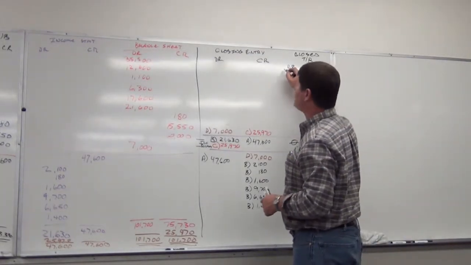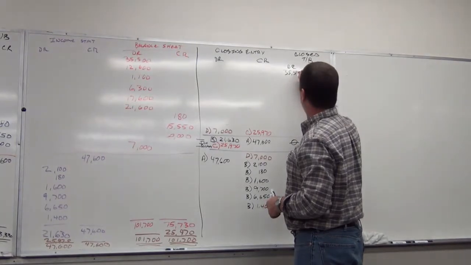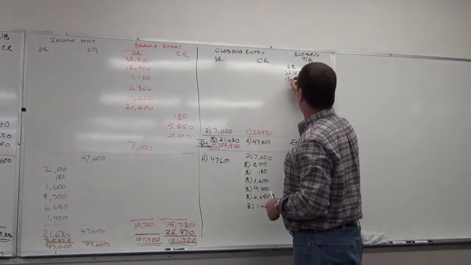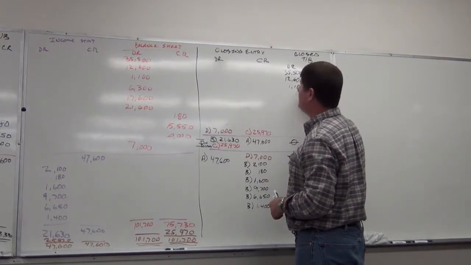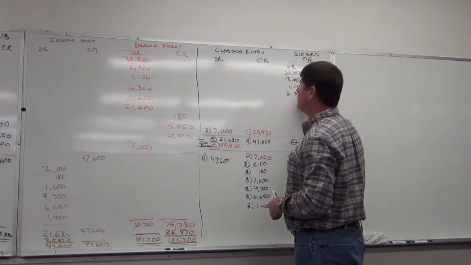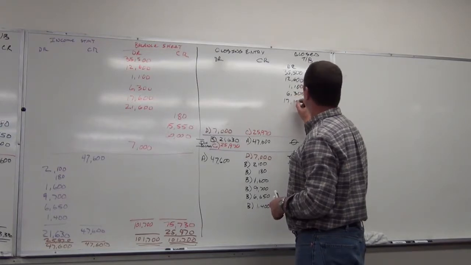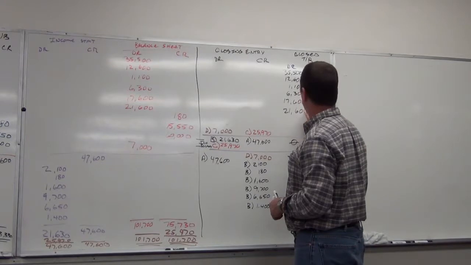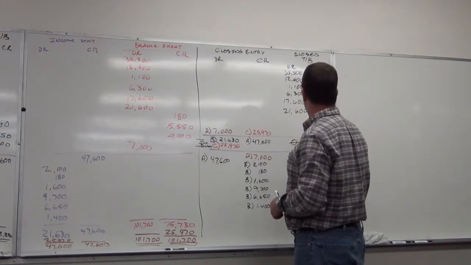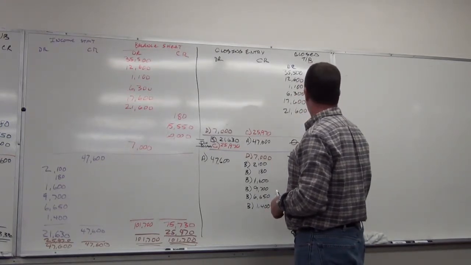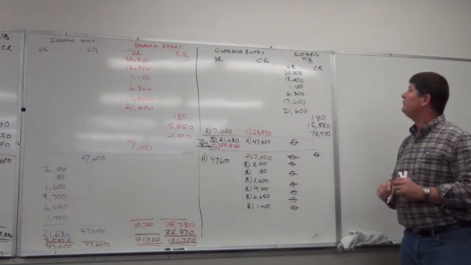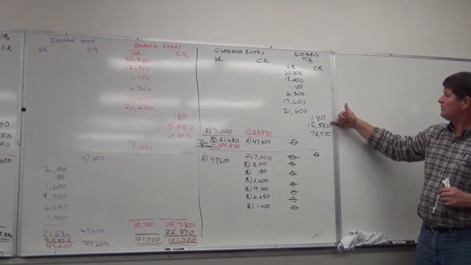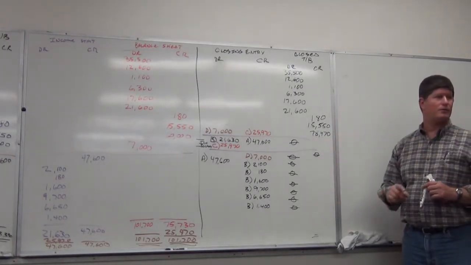No. So I can bring those balances over. 35, 5, 12, 6, 1,100, 6,300, 17,600, 21,600, 180, and 15,550 for accounts payable. Here's all your permanent accounts. Here's all your temporary accounts.